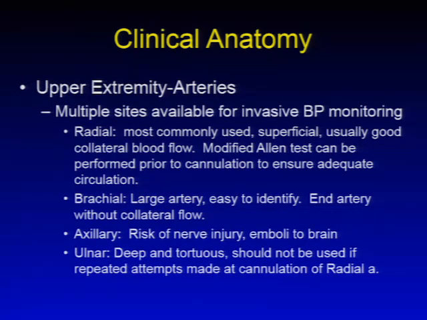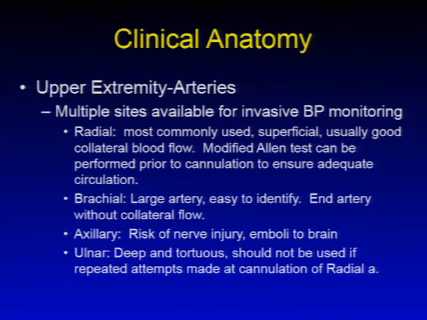Next, we will review upper extremity arteries and their clinical applications. Multiple sites are available for invasive blood pressure monitoring. We will review each of these and their benefits and disadvantages. The radial artery is the most commonly used for cannulation. It is superficial and usually has good collateral blood flow. A modified Allen test can be performed prior to cannulation to ensure adequate circulation.